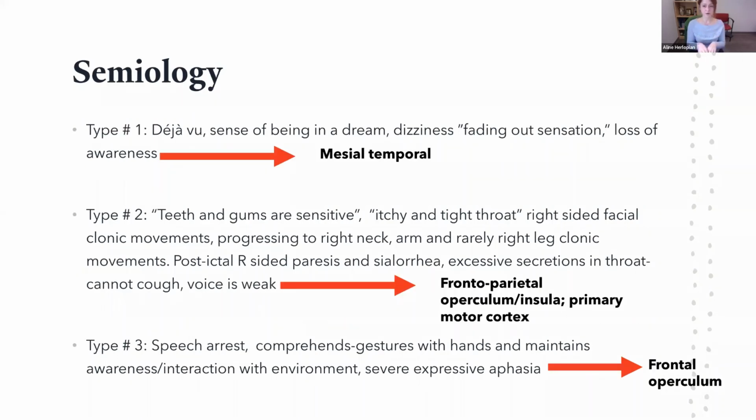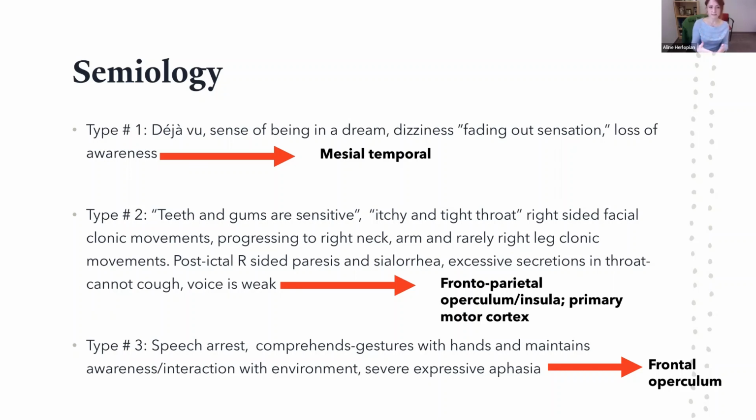So what is the semiology? Let's dissect it for this patient. There are 3 seizure types. First, you have the déjà vu, sense of being in a dream, and dizziness, as if, as he describes it, I'm fading out of sensation, I'm fading away, and he loses awareness. Looking at the semiology, it doesn't seem to have much lateralizing value, although that's not the rule. Sometimes you see déjà vu most likely associated with non-dominant hemispheric seizures, but it localizes mostly to the mesial temporal region.